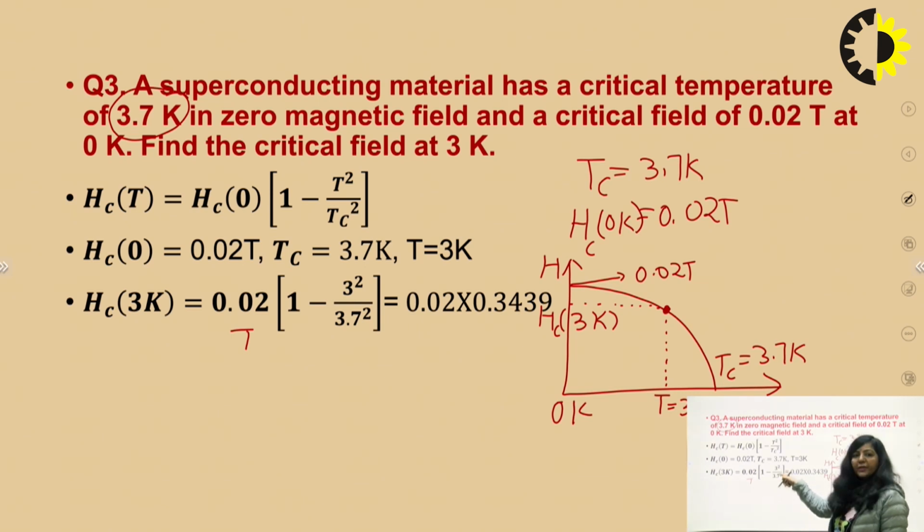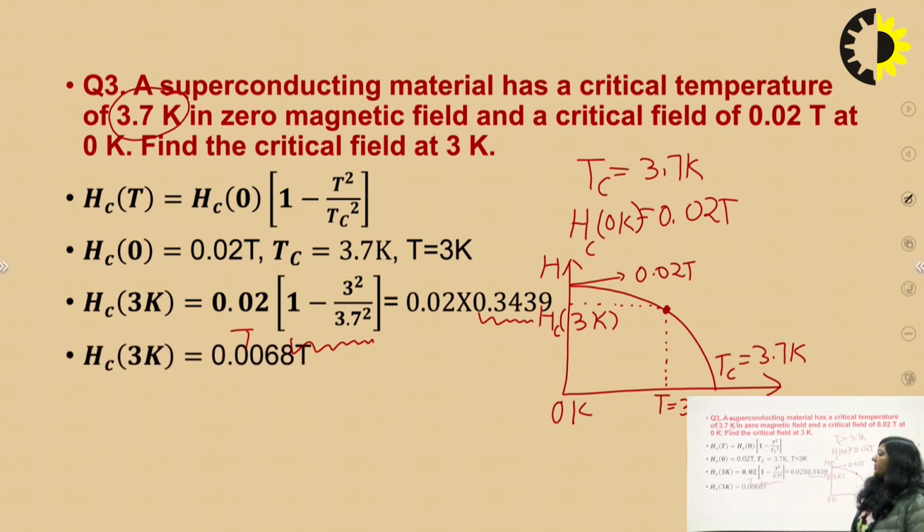So just substitute these values and simplify this particular term, and then get the value of 1 minus T square upon Tc square, which comes out to be 0.3439. So just multiply this particular term with 0.02 Tesla. If you multiply it, then you will get the critical magnetic field at 3 Kelvin, which is 0.0068 Tesla.